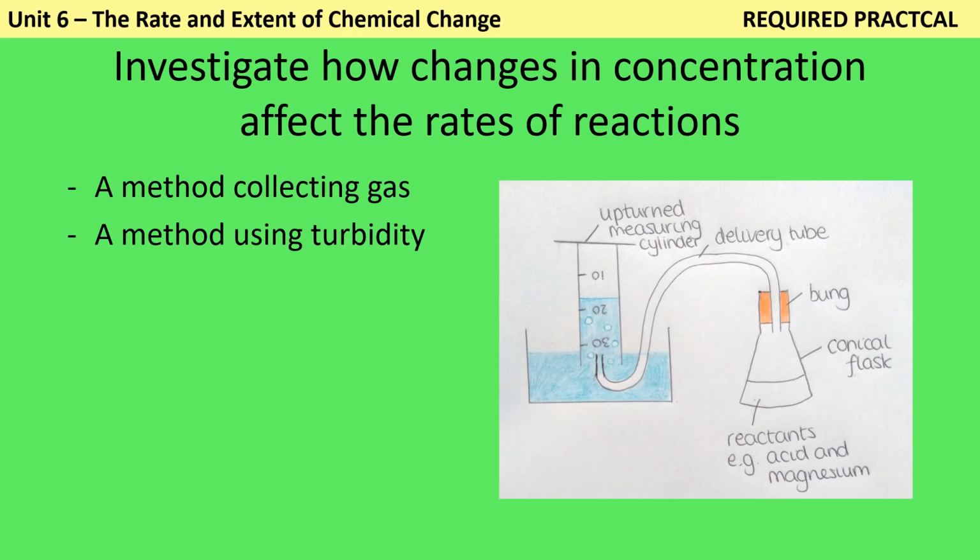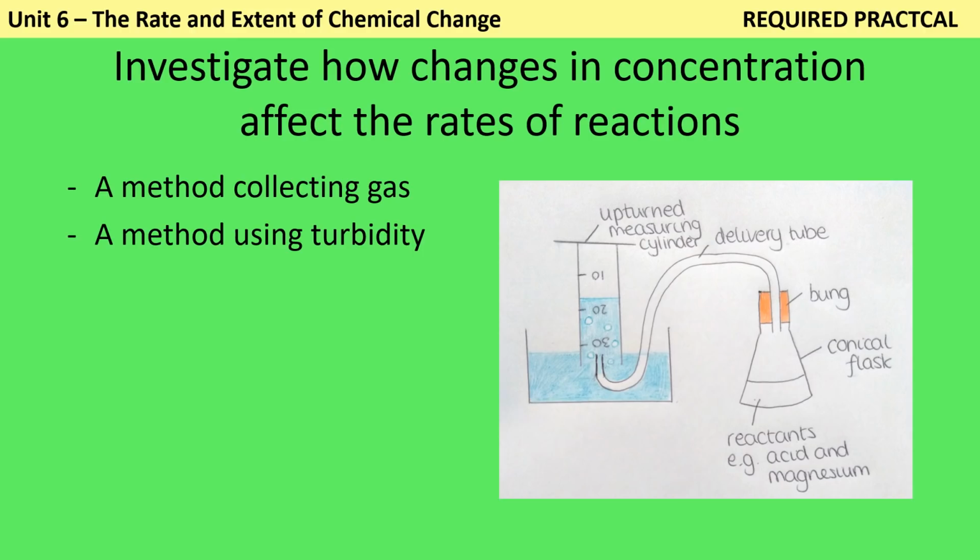Either you can collect gas over water by using an upturned measuring cylinder full of water, so as the gas is produced, it pushes the water out and you can read off the measuring cylinder how much gas has been made. Or you can use a gas syringe, which is a little bit easier, but also they tend to be quite expensive and lots of schools don't have them available for use.